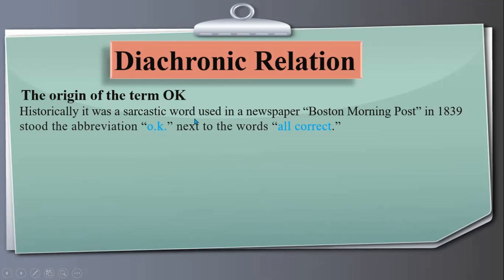So this is the historical understanding of words or terminologies, and this relation in linguistics is called diachronic relation. Today we are not concerned at all with all correct, but today we only use OK, which is the synchronic relation. So these are the differences between these two terminologies.